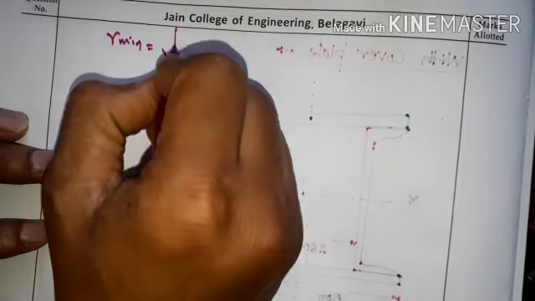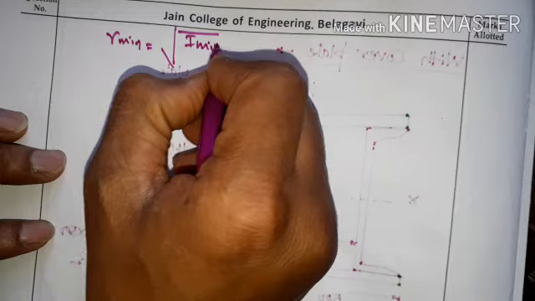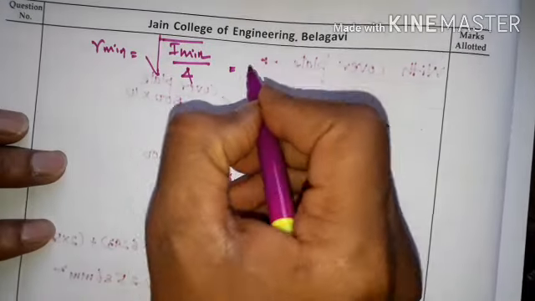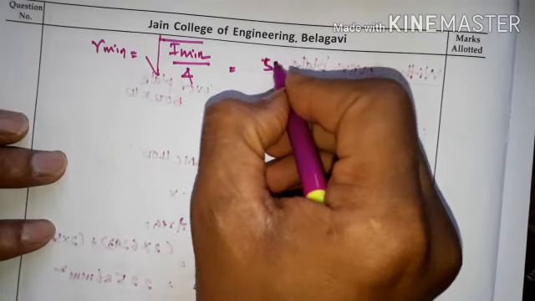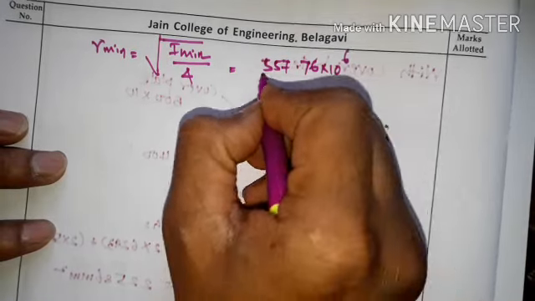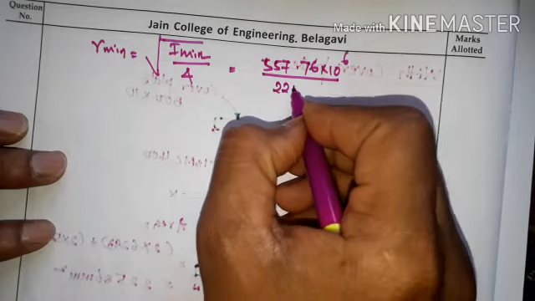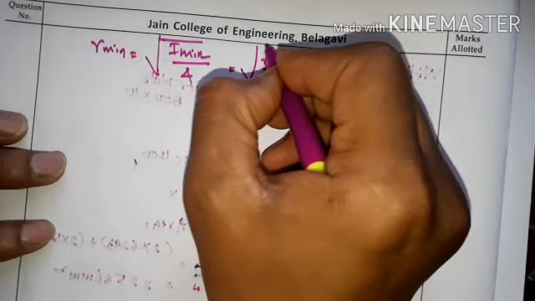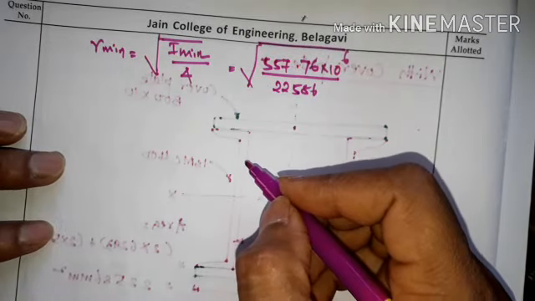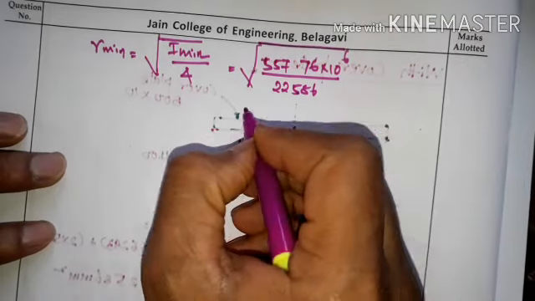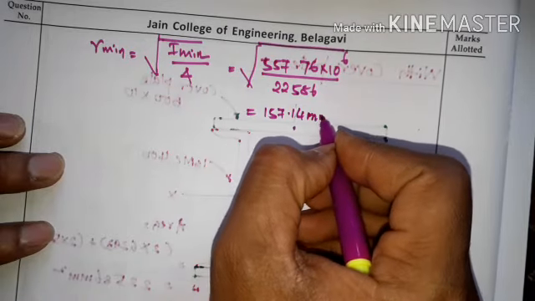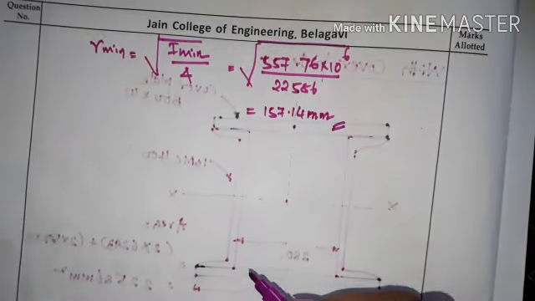Now next is R minimum, that is square root of I minimum by area. I minimum is IYY, so we have 557.76 into 10 to 6, and your area is 22586, all under the square root. So you get 157.14 mm. You got R minimum equal to 157.14 mm.